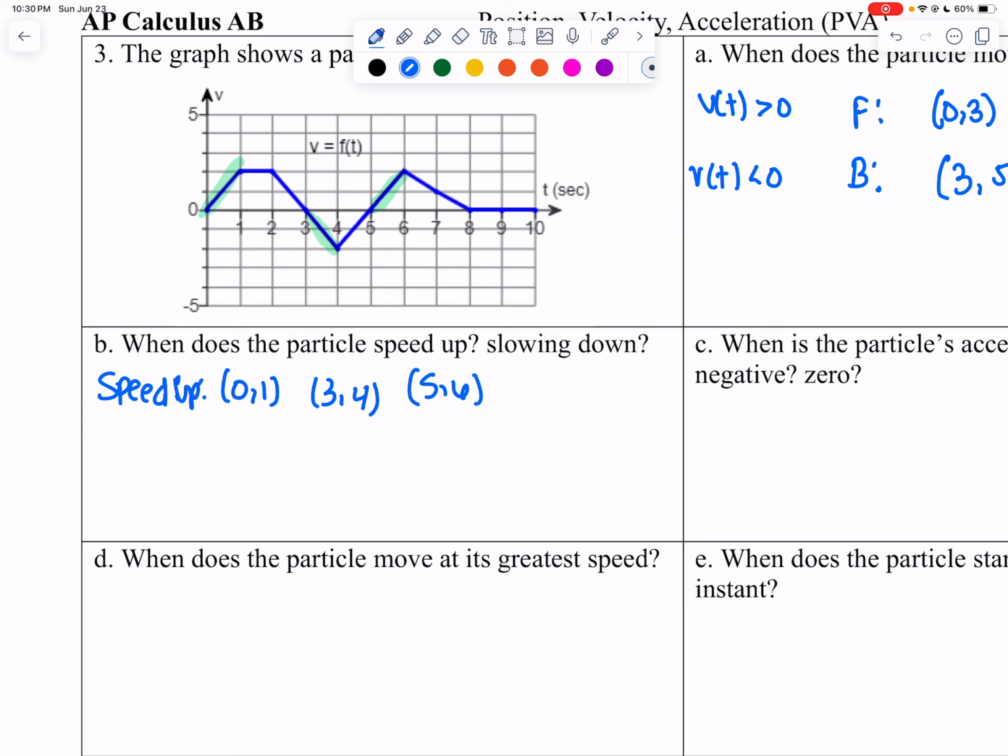Speeding up. Slowing down, I'm moving towards the x-axis. So I'm moving towards the x-axis from 2 to 3, 4 to 5, and then 6 to 8.